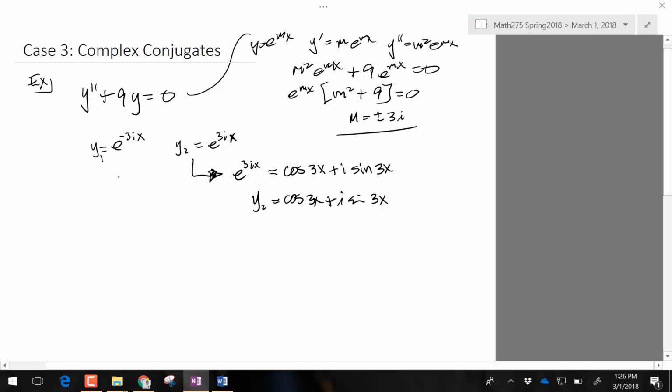Well, let's take a look at what happens to the second one. e to the negative 3i x equals cosine of negative 3x plus i sine negative 3x.